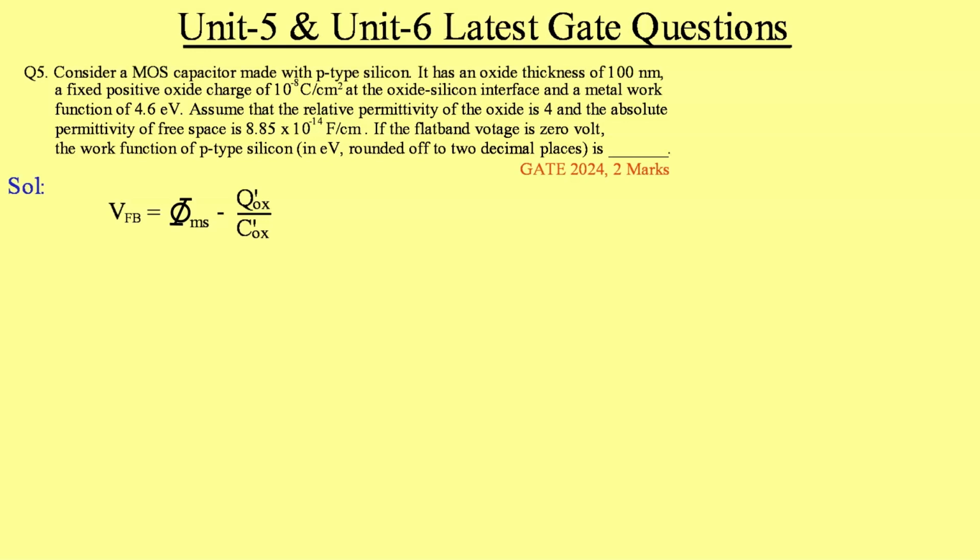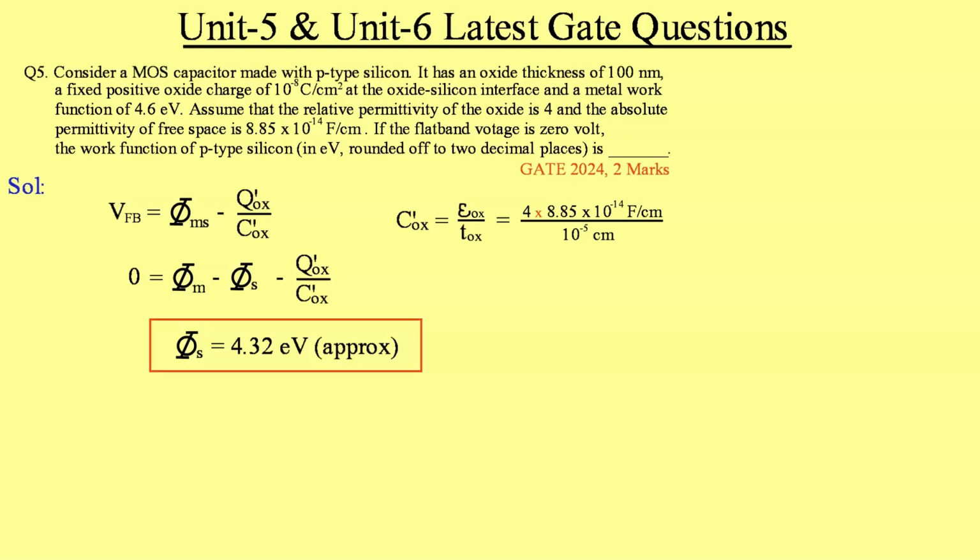We have studied the formula for flat band voltage to be equal to metal to semiconductor work function difference minus trapped oxide charges per unit area divided by capacitance per unit area of the oxide. Capacitance per unit area can be found out by calculating permittivity of the oxide divided by thickness of the oxide. Flat band voltage is also provided to be equal to 0 and metal work function is also provided. After calculations, we will get the semiconductor work function to be equal to 4.32 electron volt.